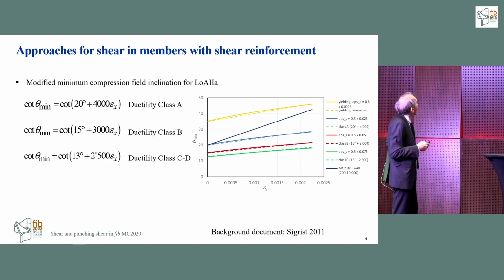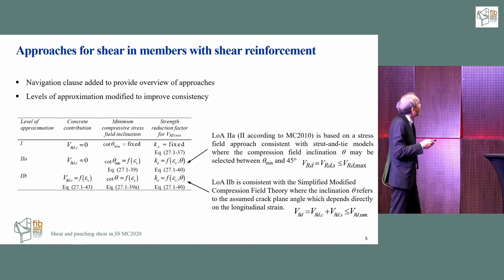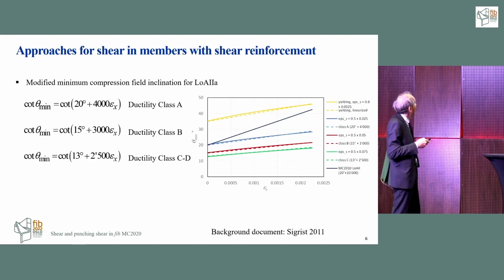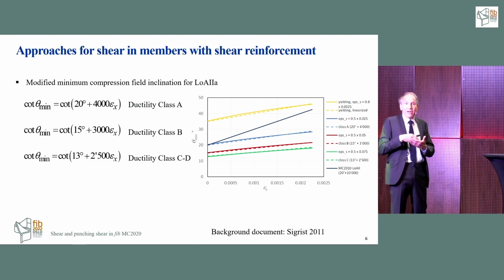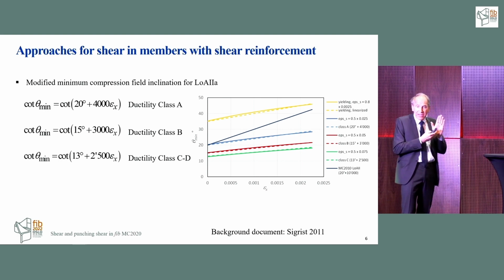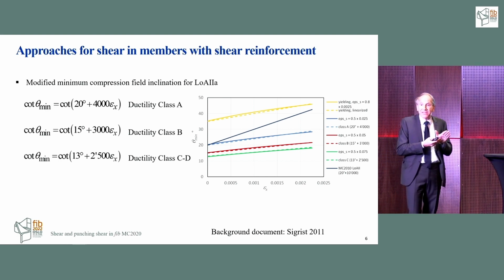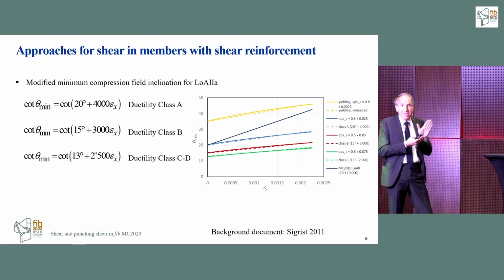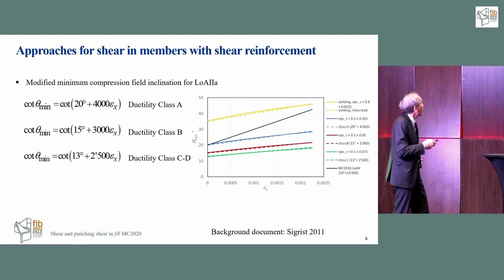So we have also improved, for instance, level of approximation 2A, where we account for the contribution of the shear reinforcement, and we do not account for the contribution of the concrete in tension. In this case, we have improved the approach because we account for the ductility class of reinforcement. So we need to have a plastic redistribution of the internal forces in order to reduce the inclination of the compression field, which means that it makes sense to define the minimum compression field inclination as a function of the deformation capacity of the shear reinforcement. And this is what we have implemented now in the draft of Model Code 2020.